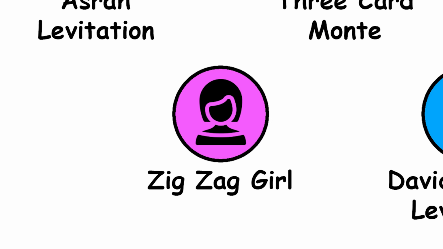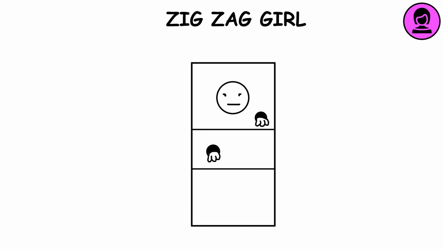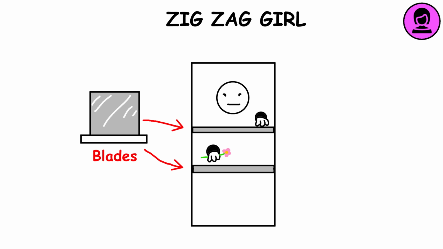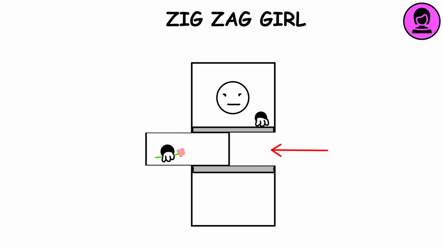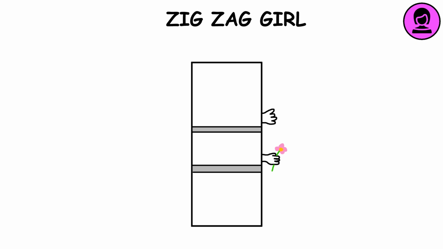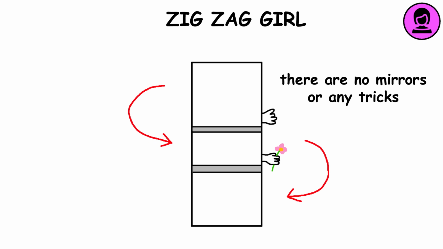Zig Zag Girl. The assistant gets in a box which has holes that show her face and hands. The magician gives her something to hold to prove those are her hands. Then he places two blades into the box, separating her middle section. The magician then pushes the part that contains the middle section to the side, and she waves the object to prove it's her real hands. And the entire box is turned around to show there are no mirrors or any tricks.